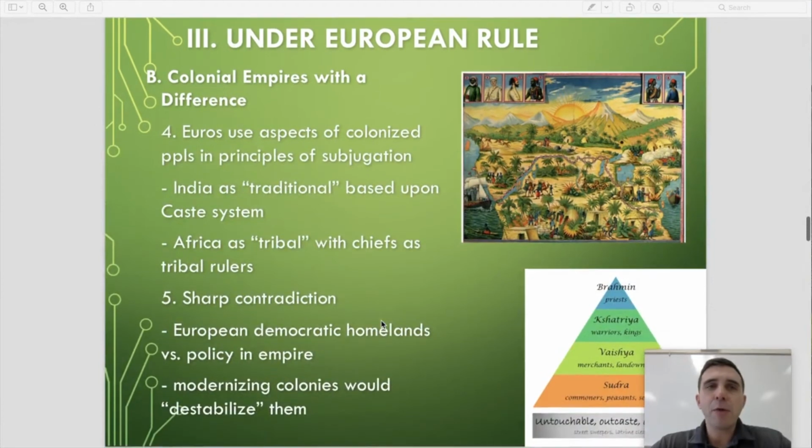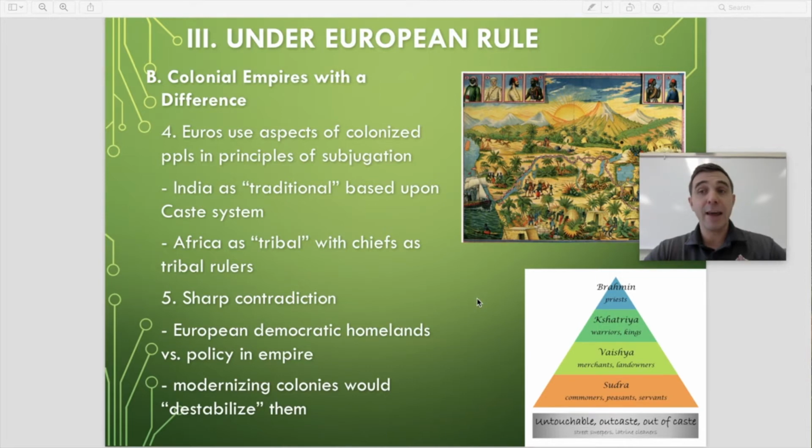All right, finally for part 3, we need to look at how Europeans are going to adapt their style of rule to the colonized people. So they're going to use the way that society is also structured in their thought process and how they organize their rule. So they like India in that it's very traditional based on this caste system. If you remember, the caste system is one of the basic tenets of the Hindu faith, and the caste system is a very well-organized social structure for people to stay in their role.